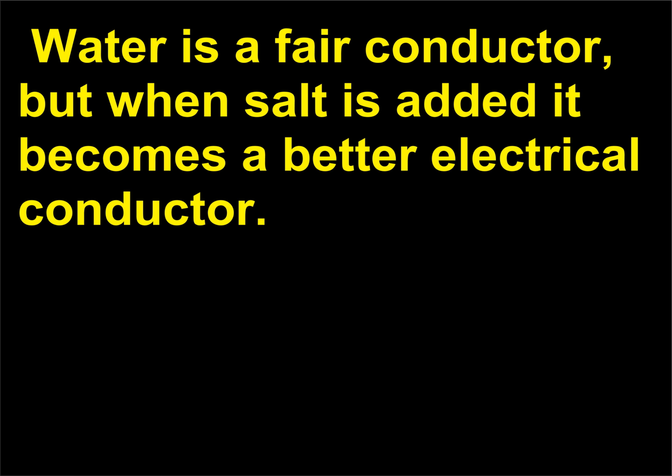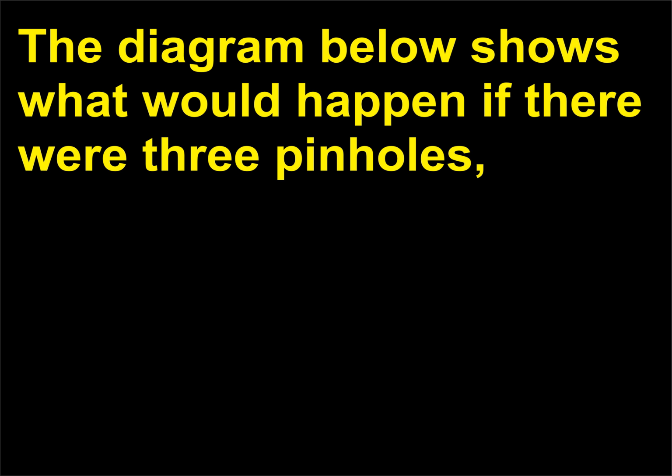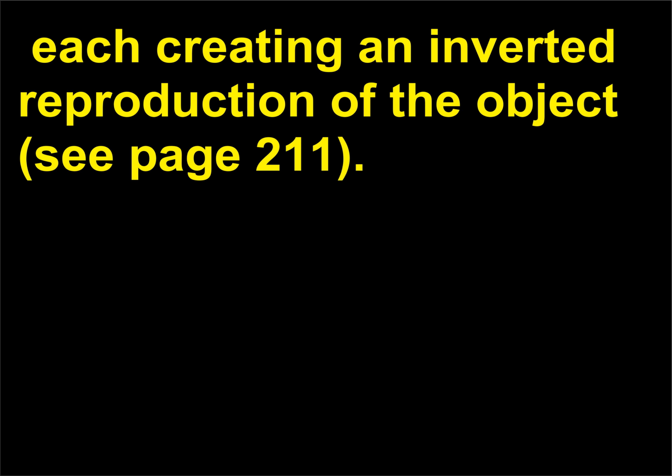How does a camera lens create an image on the sensor? The diagram below shows what would happen if there were 3 pinholes, each creating an inverted reproduction of the object. See page 211.